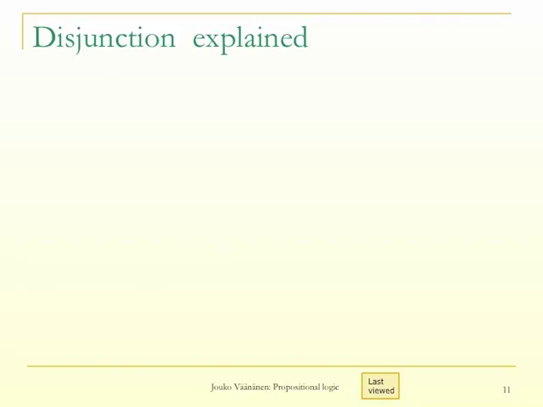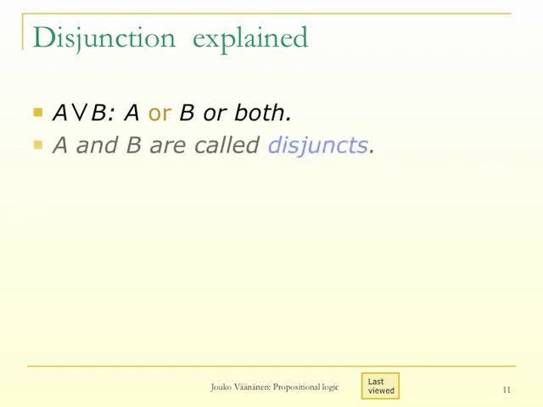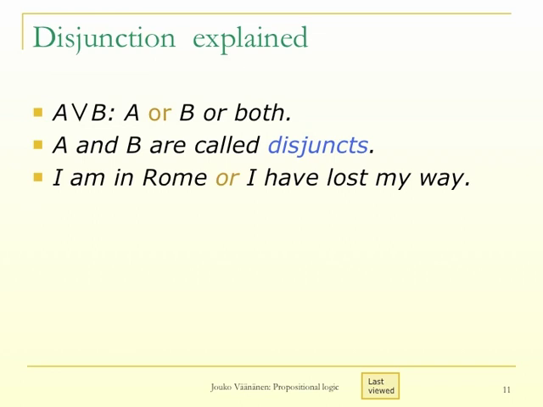The disjunction of A and B, denoted A disjunction B, says intuitively that one of A and B holds, or perhaps both hold. The sentences A and B are called the disjuncts of the disjunction. Here are some examples of disjunction.